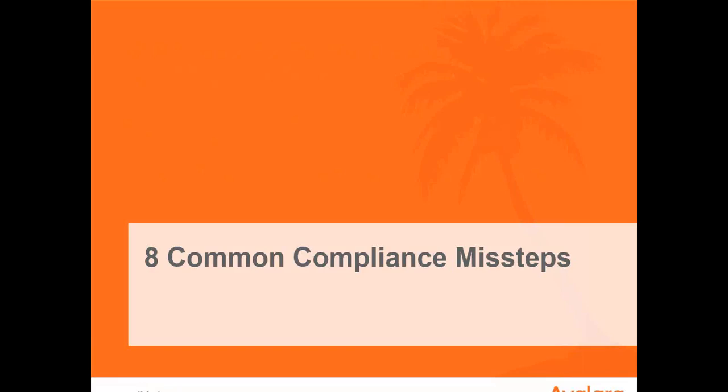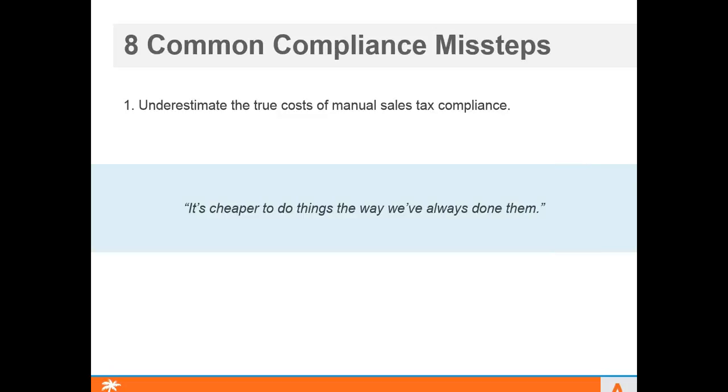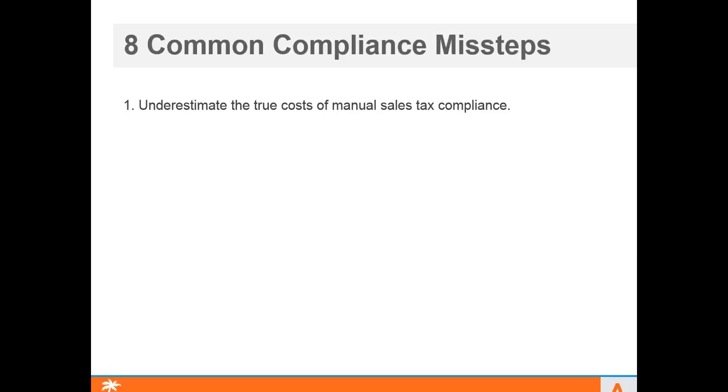So let's transition into some of the eight common compliance missteps that a lot of companies go through and don't really understand the risks of doing. Let's start with the first one. They underestimate the true cost of manual sales tax compliance. What that boils down to is, hey, it's cheaper just to do everything ourselves, and we've done it the same way, we're always going to do it that way.